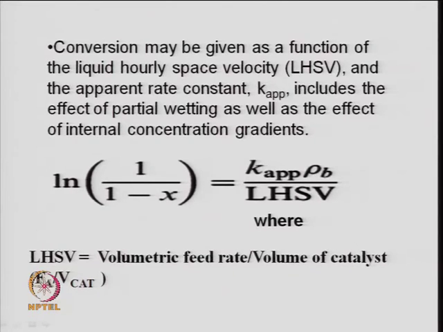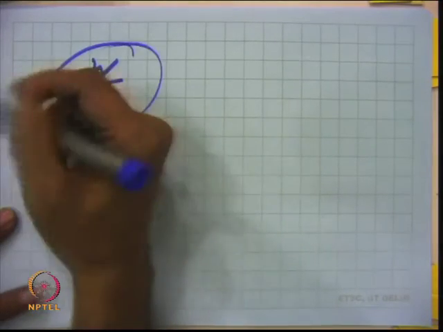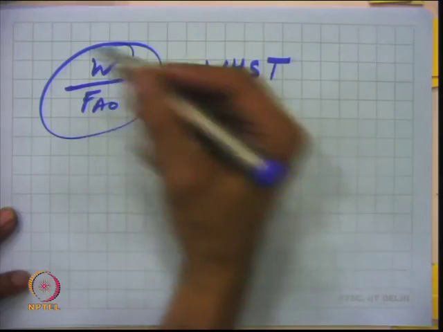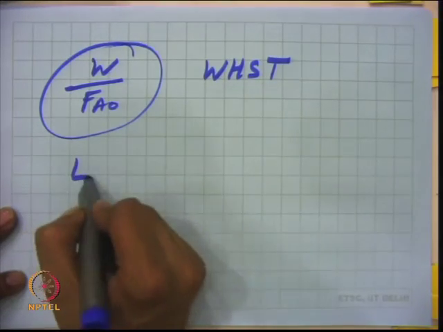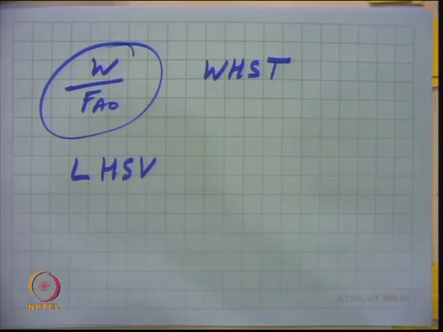Just like your space time which we have defined, or weight hourly space time, sometimes W by F A naught, as I discussed earlier. This term, W by F A naught, you define as weight hourly space time. I can write it W H S T, but most of the time in the case of a trickle bed reactor it is defined based on the LHSV, that is, the feed at the entering condition is the liquid, or sometimes we can define gas hourly space velocity also.